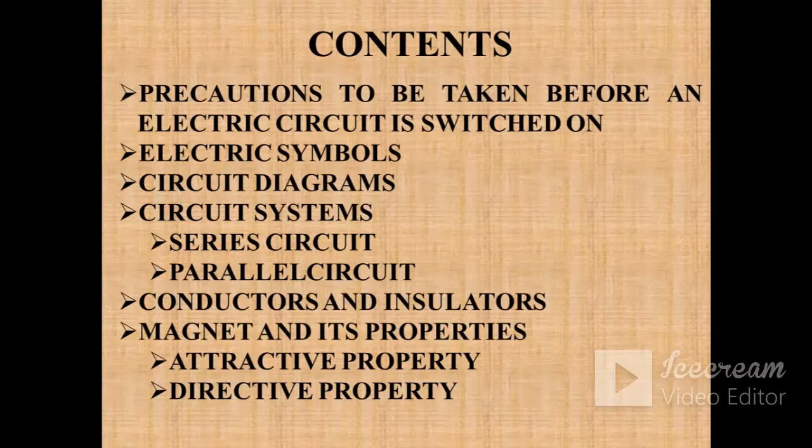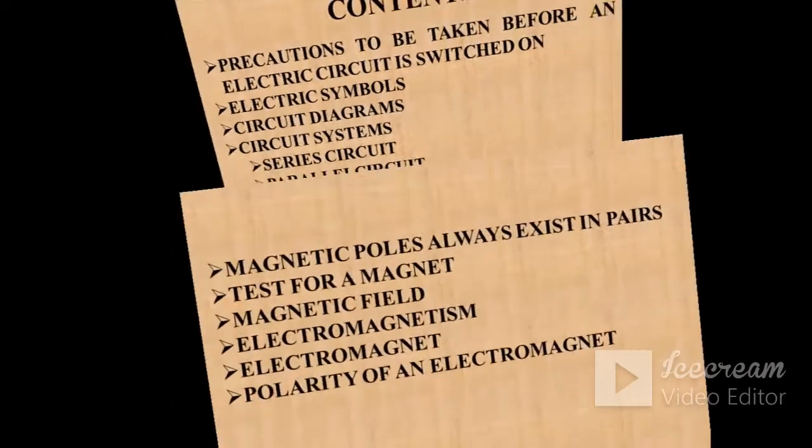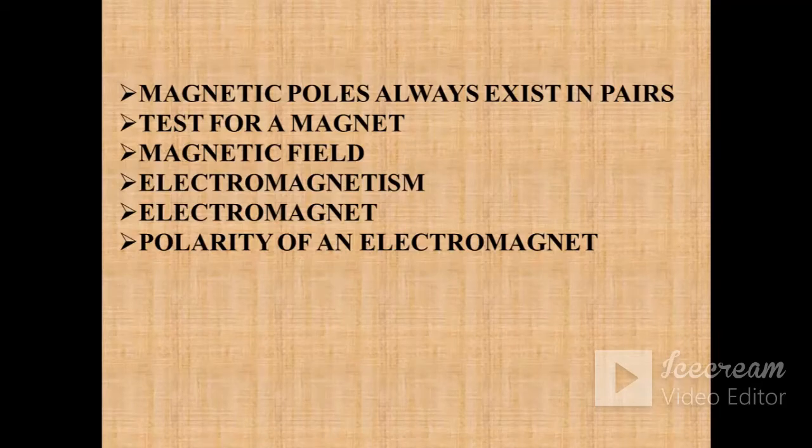And we have started with the magnet and its properties, and we have discussed two properties. First was attractive property and next was directive property. And we came to know that magnetic poles always exist in the pair, they cannot exist independently. Then at last we have discussed how we can test a substance to see whether it is a magnet or not. Now today we will discuss magnetic field, electromagnetism, electromagnet and polarity of an electromagnet.